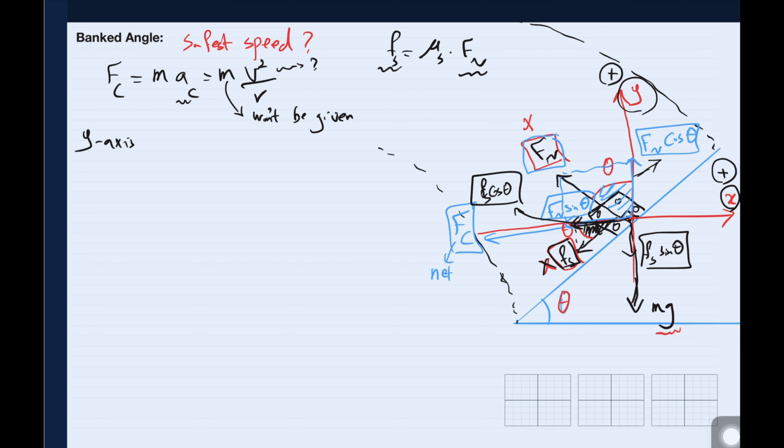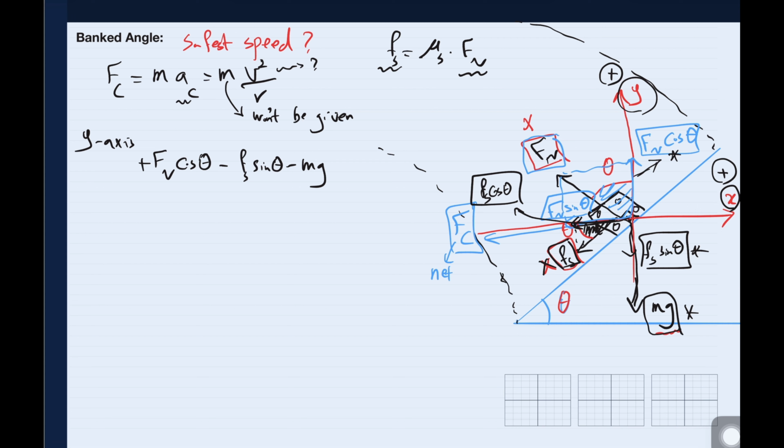So then if I look at the graph, I have Fn cosine theta going up like this. So then I have Fn cosine theta, and then I have Fs sine theta. So this is positive, but Fs sine theta is going to be negative, and also I have another force along the y-axis, which is mg. So then minus mg. Okay, so these are the net forces along the y-axis.